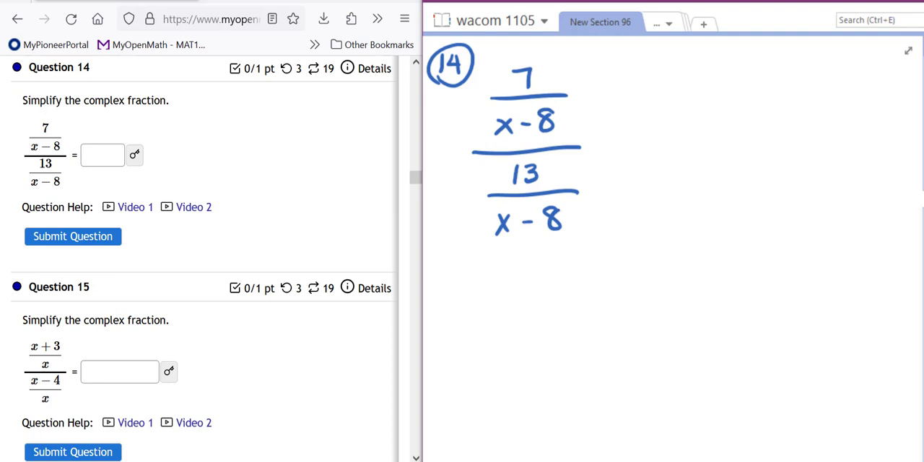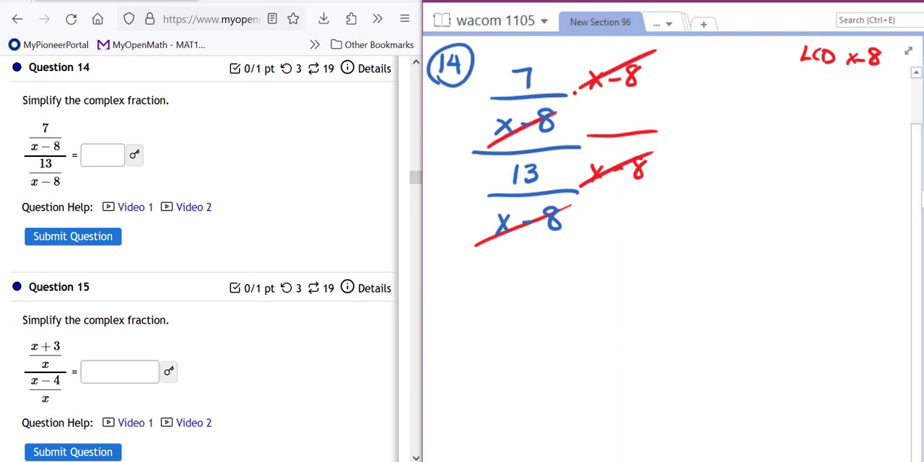All right, so you're going to pick your LCD. It is going to be x minus 8. And you're going to multiply up here and down here by the LCD. We really multiplied by 1. That's why we can do this method. All right, and so these will cancel and these will cancel. And what you're left with is 7 over 13, and it's done. So I think it's really cool.